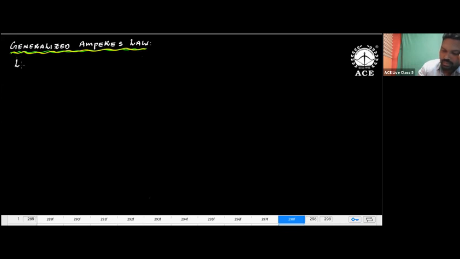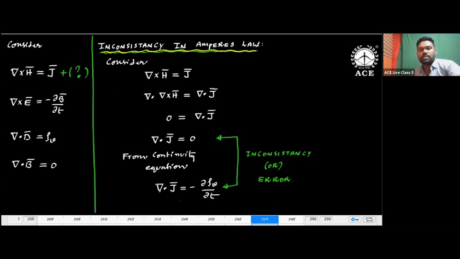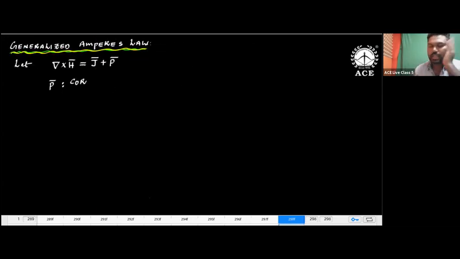Let del cross H is equal to J plus P beta. What is that P? P is an error correction vector. Yes, or simply correction vector. So from the previous analysis, we have noticed that there is some problem with this curl of H. So let us try to correct that one. Correction vector.